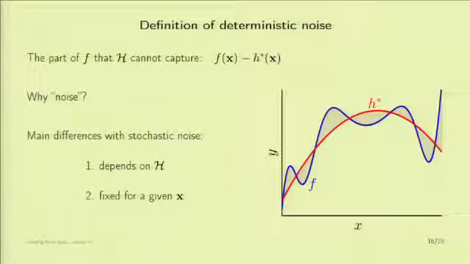If you look at the difference between H star and F, the difference is the part which I cannot capture because the best I could do is H star. So the remaining part is what I am referring to as deterministic noise, and it is beyond my ability given my hypothesis set. So that's why they are the same in the sense of unreachable as far as my resources are concerned.